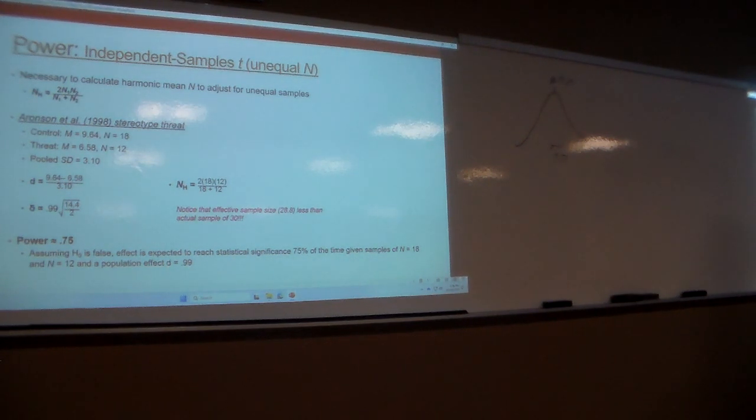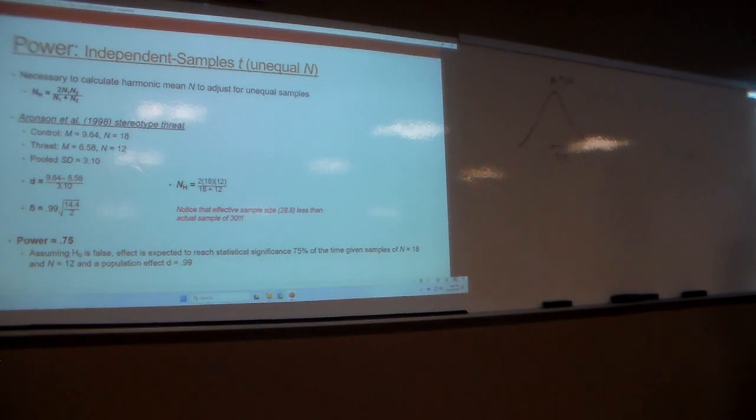Okay. So one thing here to notice though is I have 30 people in my sample in total, right? Like 18 people in my control, 12 in my experimental group, right? So I have a total sample of 30. But if I calculate my effective sample based on my harmonic n, if I take 14.4, multiply that by 2, I get 28.8. So what does that tell us about the impact of unbalanced samples on my power?